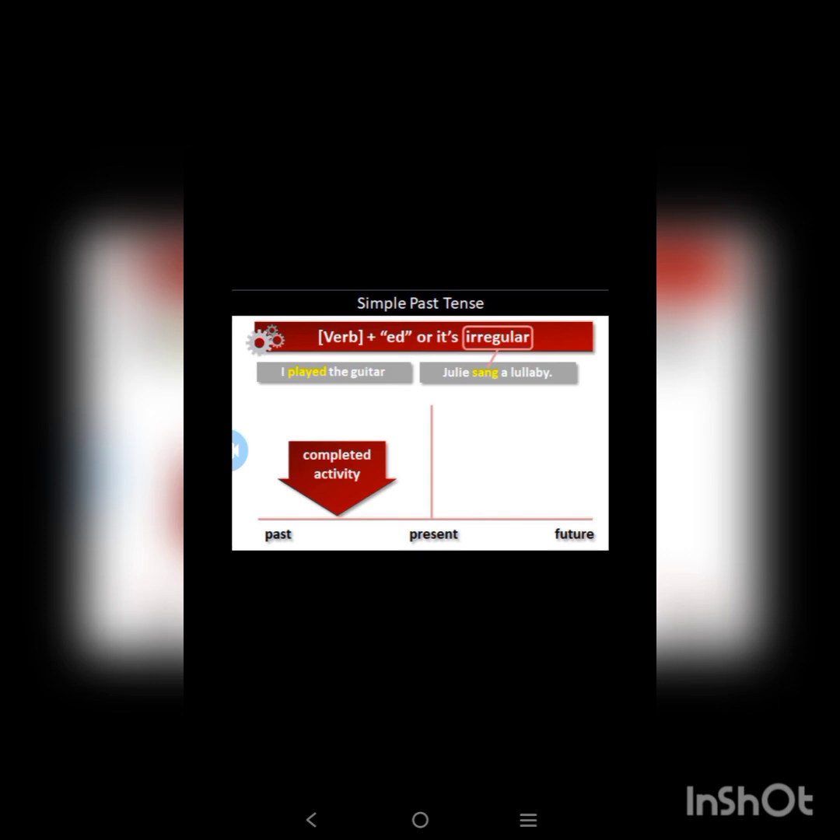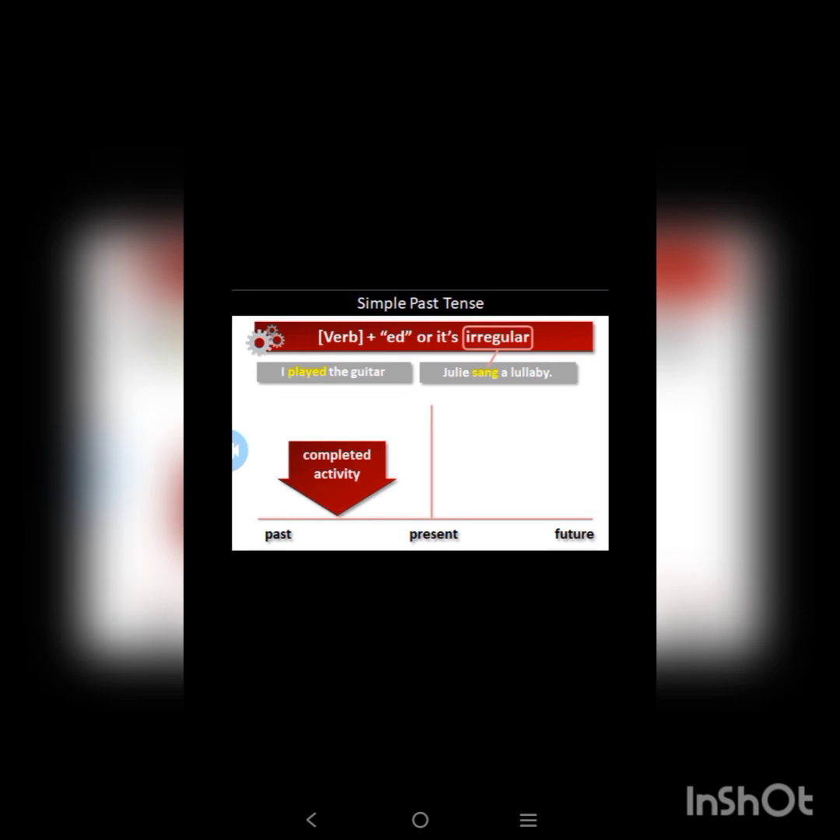And irregular, sing, sang. Okay, so see here, two examples are given for you. I played the guitar. Julie sang a lullaby. So these come under simple past tense. Have you understood what is simple past tense now? Simple past tense means just the past tense. The action that has finished in the past, we say it under simple past tense. Sometimes with time phrases like before some years, yesterday or long ago. So these things we say under simple past tense.